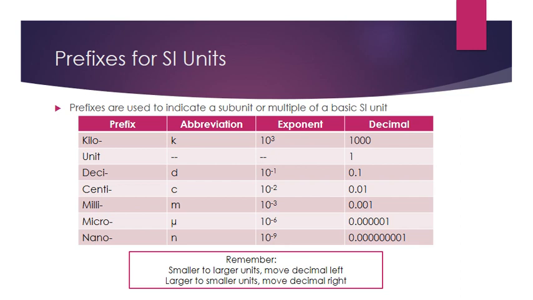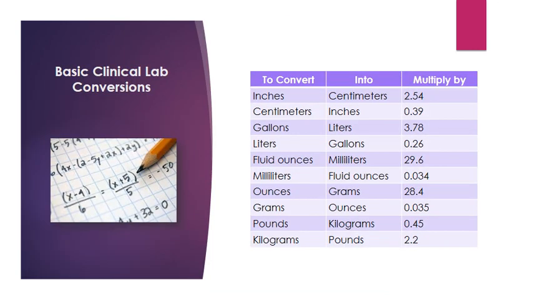So the next few slides are going to be some charts, and these charts are really here for your reference, and these will be in the lecture manual as well. So the prefixes in this chart are used to indicate a subunit or a multiple of a basic SI unit. So remember, if you are converting smaller units to larger units, you move the decimal to the left. If you're converting larger to smaller units, you move your decimal to the right. So this chart has the prefixes, how it's abbreviated, the exponent, and then the decimal. And again, this chart is just for your reference.